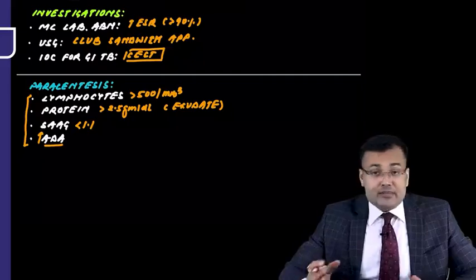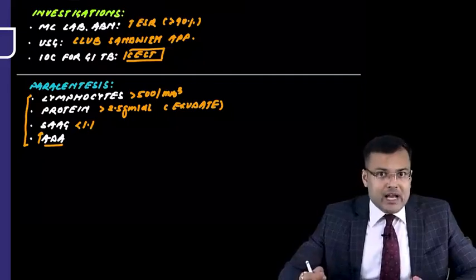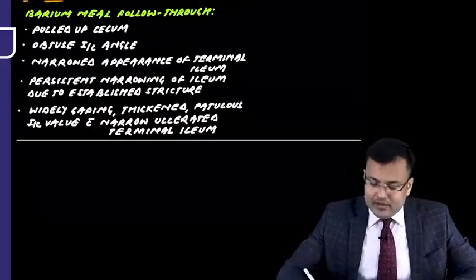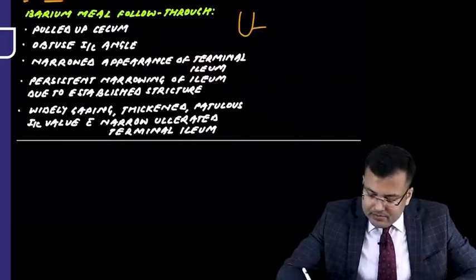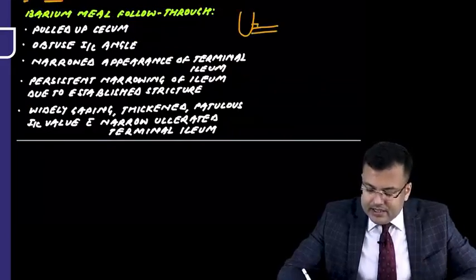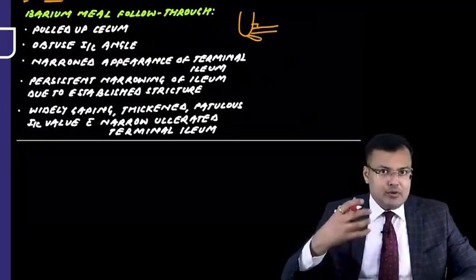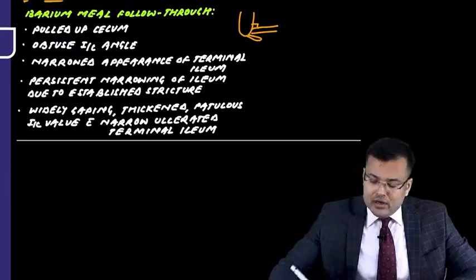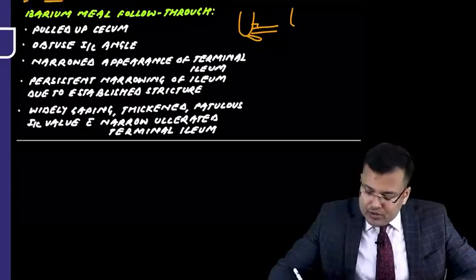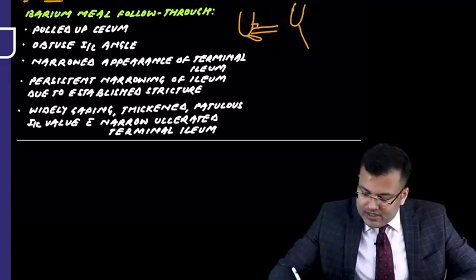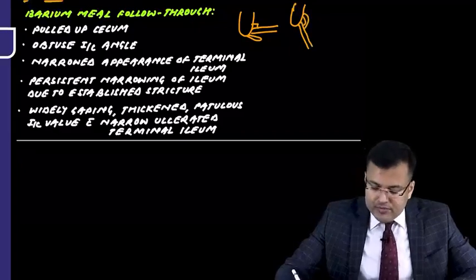Lots of questions are asked about the findings of barium meal follow through. Have a look. Now see what's going to happen. This is the ileum, this is the cecum. This is the IC angle, usually 90 degrees, and this is the appendix. So what happens in tuberculosis? There is pulled up cecum. When the cecum goes up, you can see the IC angle becomes obtuse.